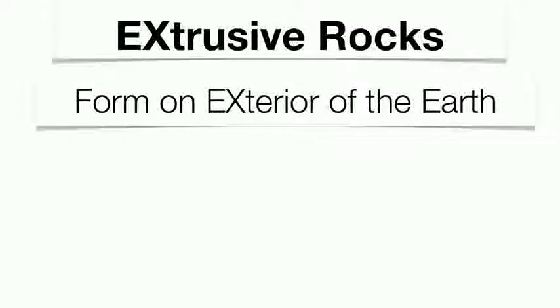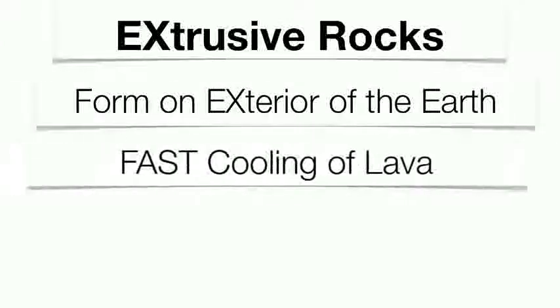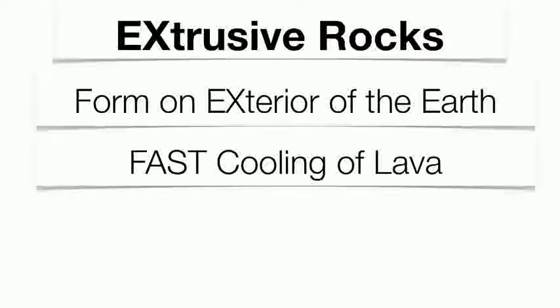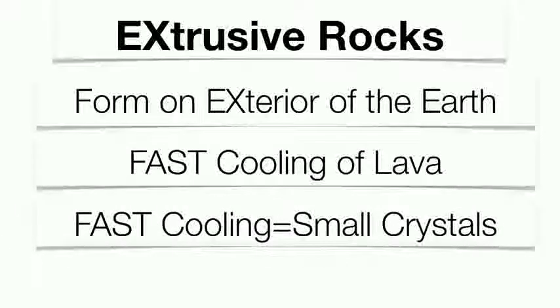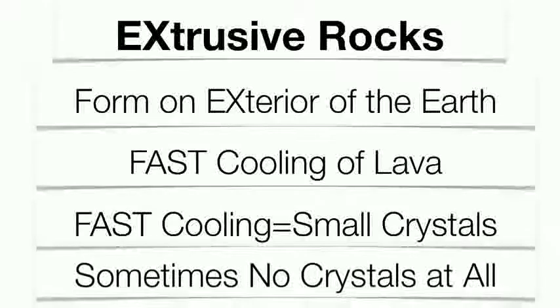That leads us to our extrusive rocks. These are going to be the rocks that form at the surface or on the exterior of the Earth. Extremely fast cooling of lava. In some cases, the cooling is so instant that you don't get any crystals at all. So the fast cooling is going to give you small crystals or no crystals at all.